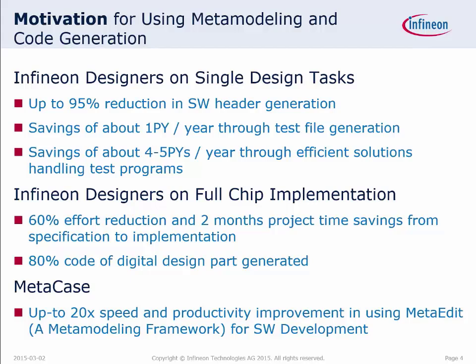Of course, later on I will also introduce where we used it for behavioral code, using state machine models to then generate the state machines for different domains. And this was about 80% of the structural code that could be generated there. Then another example, the EDA tool MetaEdit Plus. They reported a factor of 20 speed and productivity improvement using this MetaEdit metamodeling framework for software development.